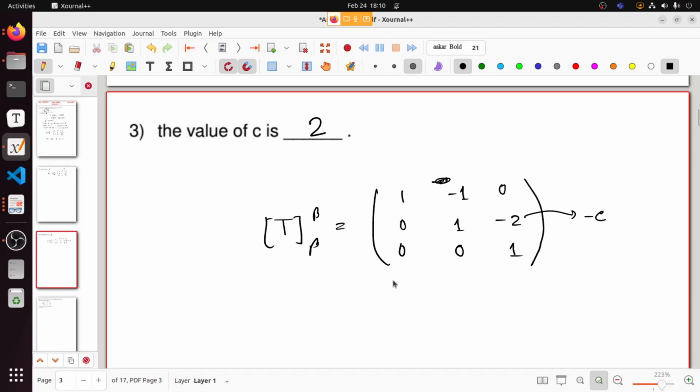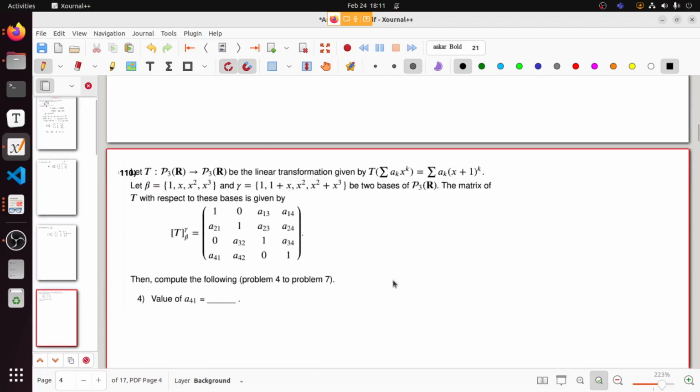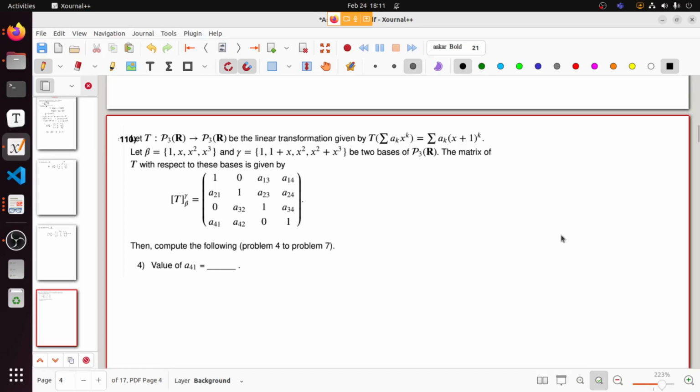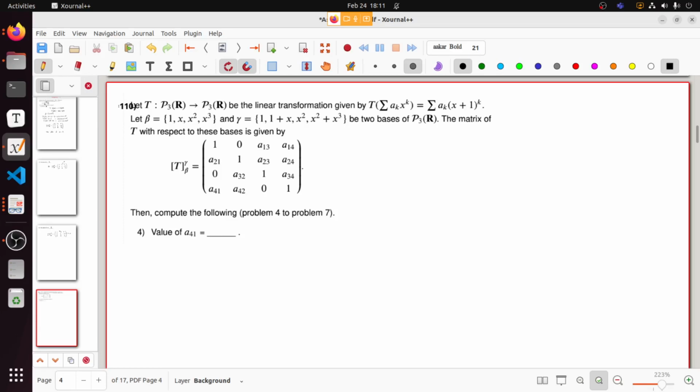So question number 3 is done. Let's move to question number 4. Again it is the same kind of question, now T is mapped from P3R to P3R, T is given and two bases are given. With respect to them we have to find the matrix, and then find the unknowns. So let's first find the matrix. T is given from P3R to P3R.